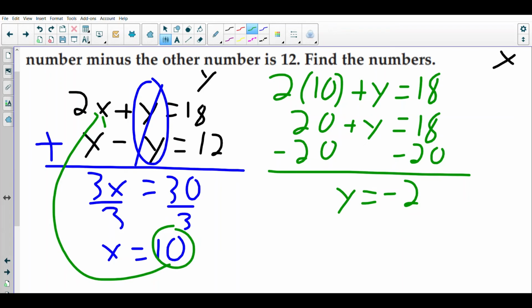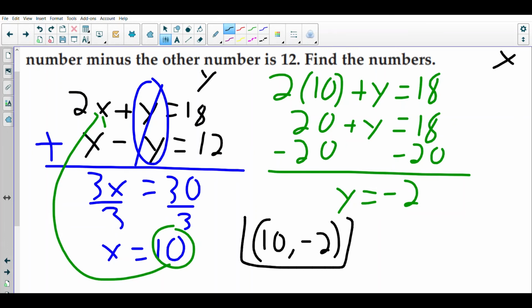Okay, so my answer is 10, negative 2. And we can plug them in. Let's check. 2 times 10, 20, plus a negative 2, which is 18. That works. And then x minus y, 10 minus a negative 2, so that's plus 2. Well, that would give us 12. So there we have it.